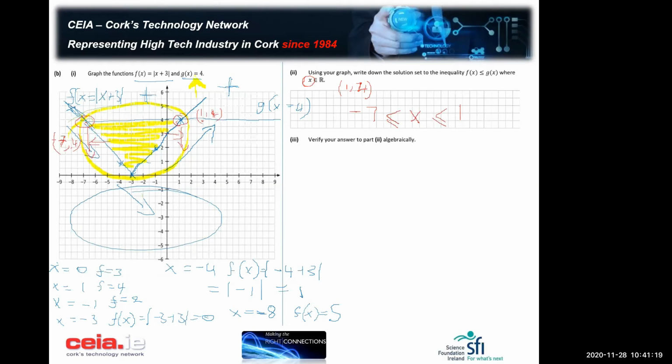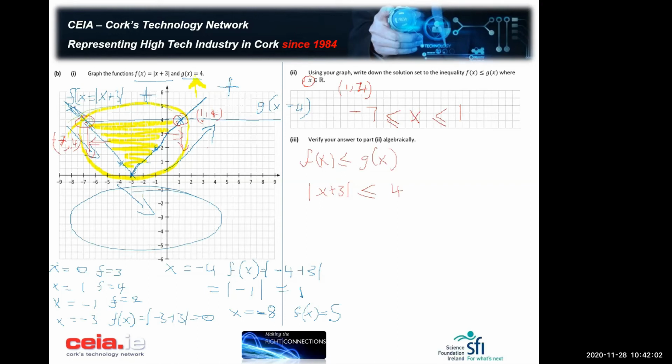Now, the next part of the question is they want us to verify it algebraically. Say, for instance, you didn't have a visual of the graph and you were just given the two functions and you needed to identify the solution set again. So this is our approach. Again, very simply. They're asking you, f of x is less than or equal to g of x, and they want you to solve this. So we know f of x is the modulus of x plus 3, and it has to be less than or equal to g of x, which is equal to 4. So we've set up our equation.